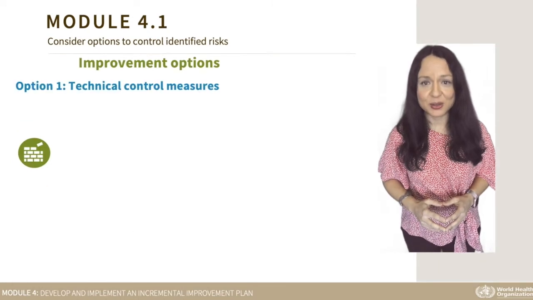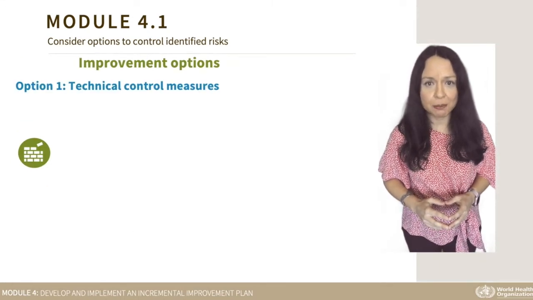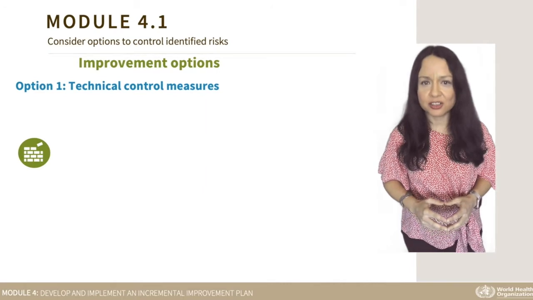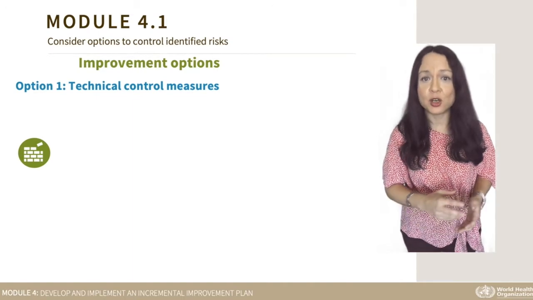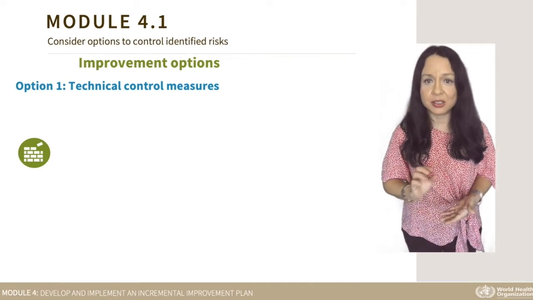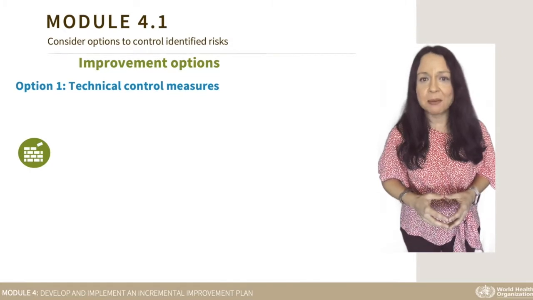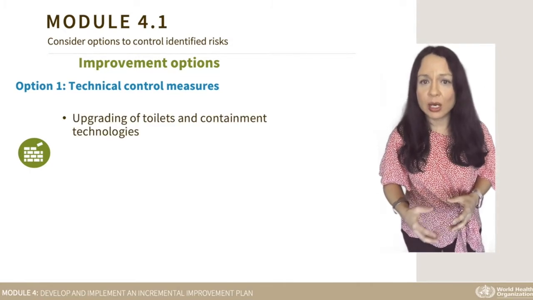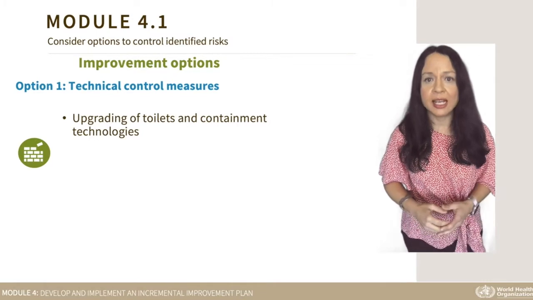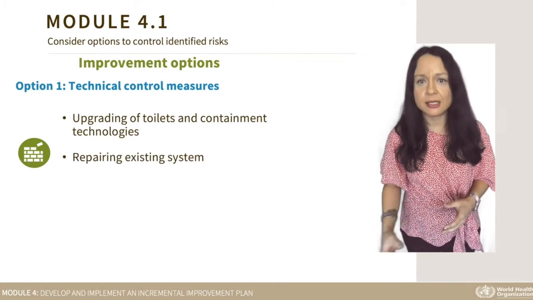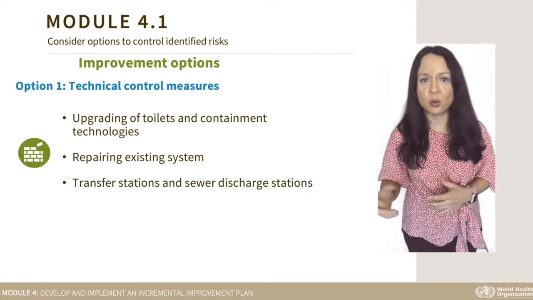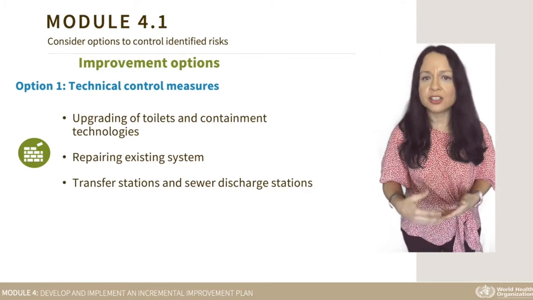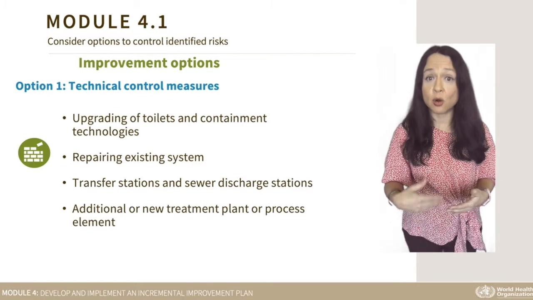Technical control measures, also called technology upgrades, refer to the construction or refurbishment of sanitation works, as well as the establishment or improvement of a service within the sanitation chain. Examples include upgrading of toilets and containment technologies, repairing existing sanitation systems, construction of fecal sludge transfer stations and sewer discharge stations, or additional or new treatment plants or process elements.